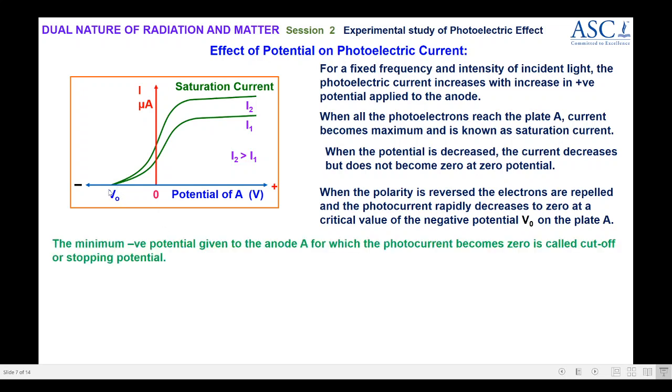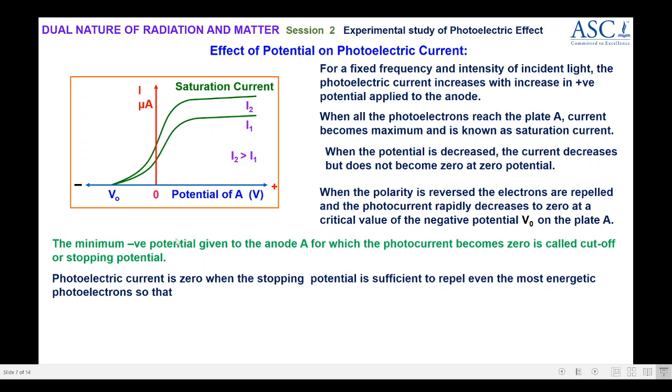So this minimum negative potential given to the anode, for which the photocurrent becomes zero, is called cutoff potential or stopping potential. Now this definition is important. I repeat: the minimum negative potential given to the anode, for which the photocurrent becomes zero, is called cutoff or stopping potential. At this condition, the stopping potential is sufficient to repel even the most energetic photoelectrons.